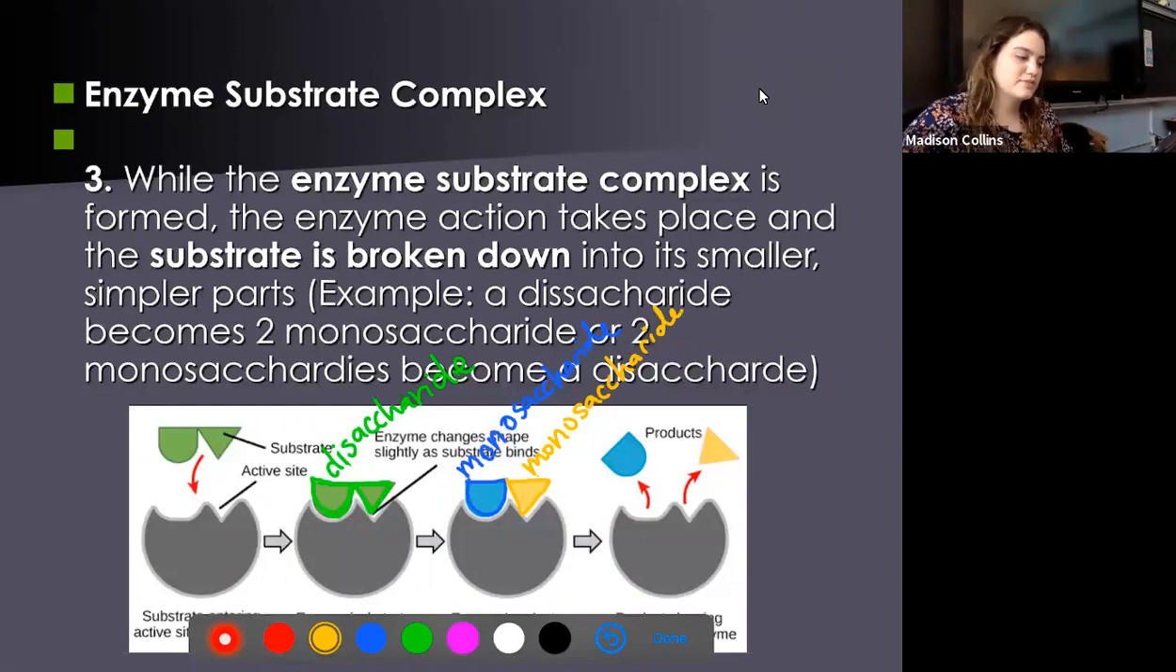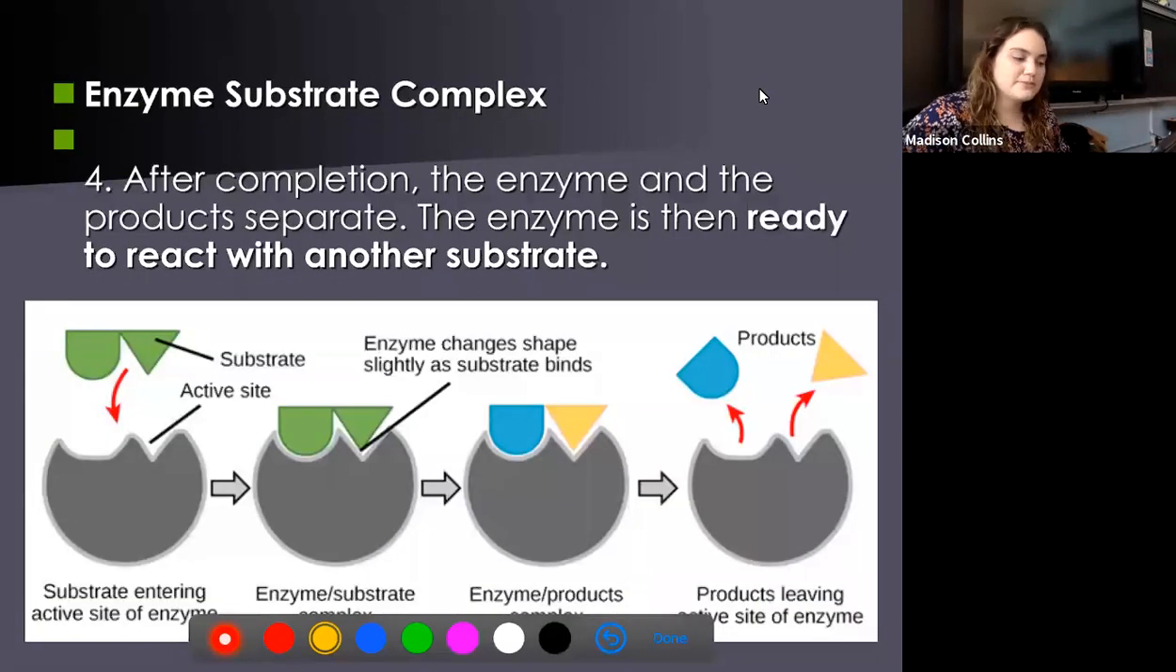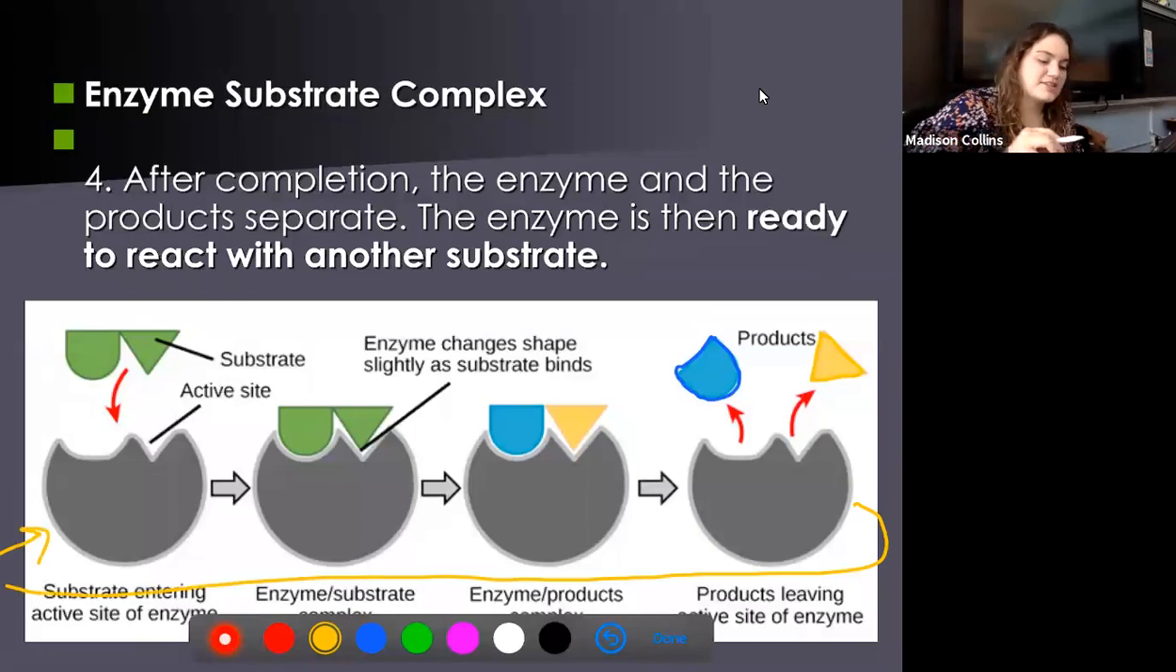And then the final step is after completion, the enzyme and the product separate. The enzyme is then ready to react with another substrate. So you can see that these substrates, after they've been broken apart into their monosaccharide forms, are just piecing out. They're just fleeing the scene. The damage has been done, except it's good damage. And the enzyme is going to go react with another substrate. So as soon as this has happened, the enzyme is going to just be recycled and it's going to start this process all over again. So this process repeats.